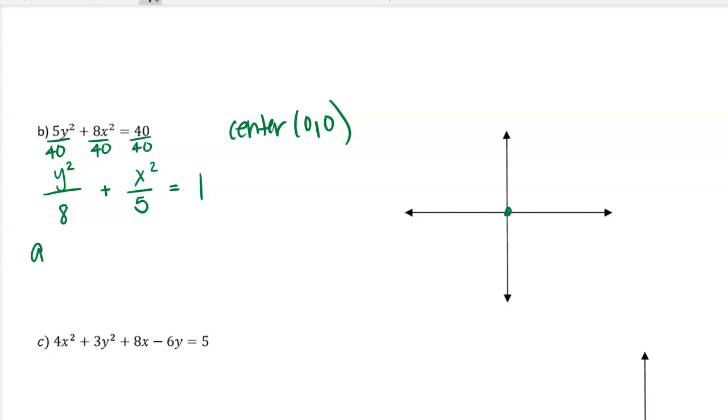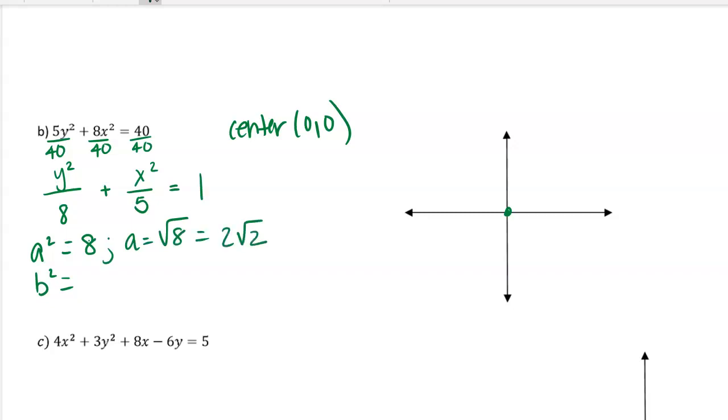Do we know what a squared is and b squared is? What's a squared, Katie? 2 rad 2. Oh, I love it. But I'm going to write 8. I think you're looking for a. Right. A would be rad 8, like Katie said. But rad 8 is 2 rad 2.